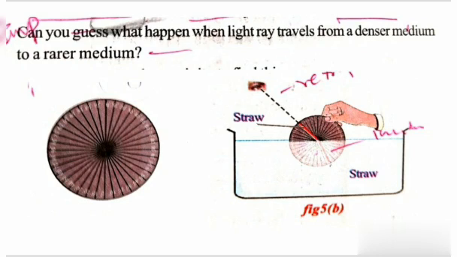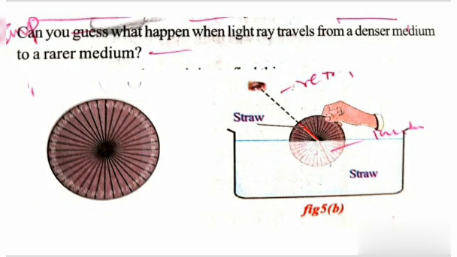Hello students, in the previous class we discussed an activity. So what is that activity? When light travels from a rarer to a denser medium, what happens? The refracted ray moves towards the normal, and the angle of refraction is less than the angle of incidence.